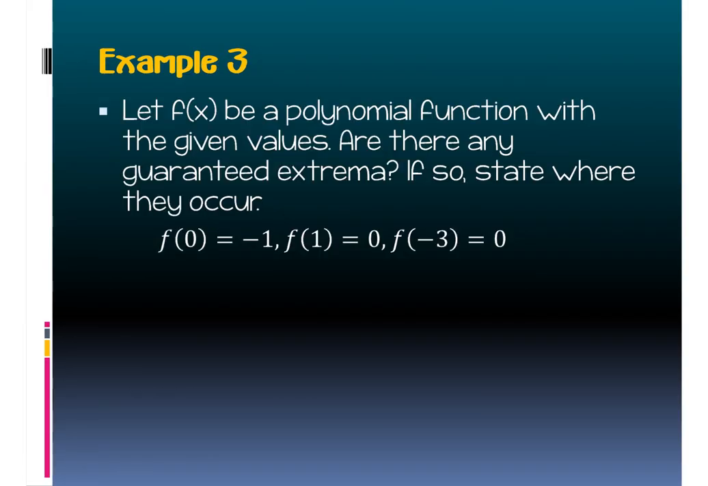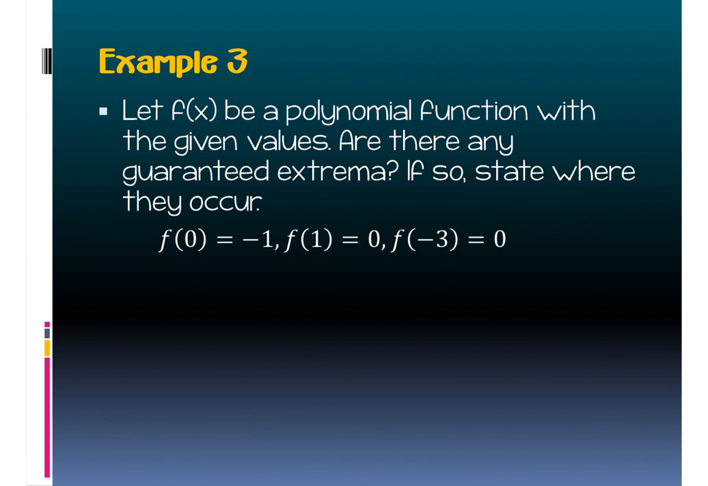All right, example 3 says let f of x be a polynomial function with the given values. Are there any guaranteed extrema? If so, state where they occur. This is where they take something that is actually quite easy and make it complicated by putting it in function notation. Each of these is literally just a coordinate point, right?